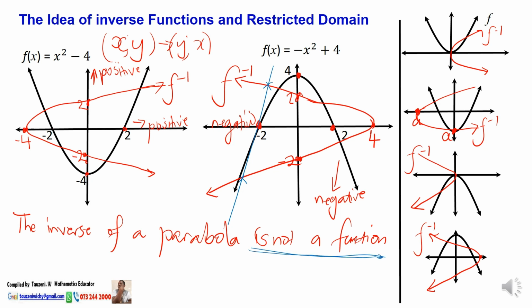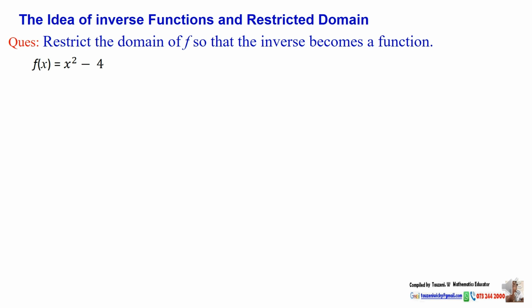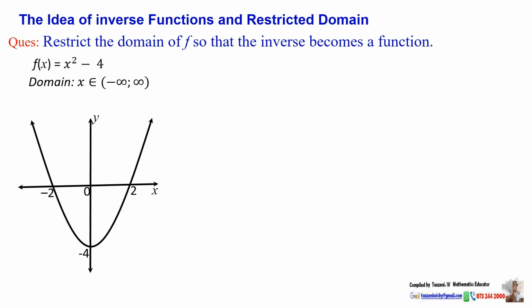It fails the vertical line test. The inverse of a parabola, the inverse of a quadratic function, is not a function. That's very much important to please take note of. You get questions that may say to you, is the inverse of the following a function or not? Justify your answer. The answer is no, it is not a function because it fails the vertical line test.